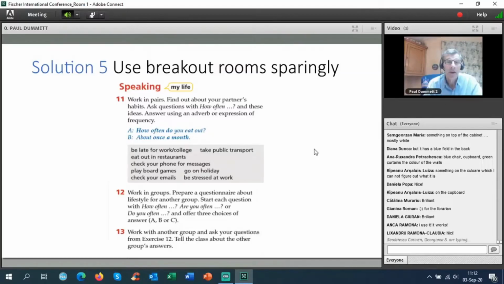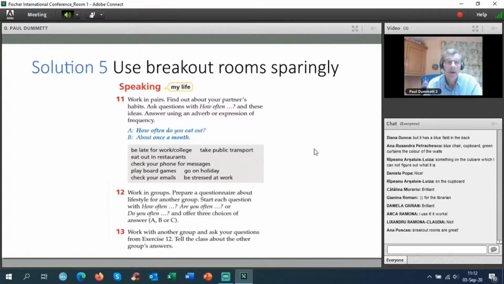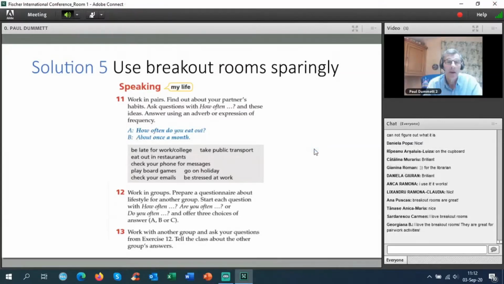Okay. The next activity says work in groups. Prepare a questionnaire about the lifestyle for another group. So you're going to make how often do you do things, but they're going to make some of their own questions within groups. And the third thing is then to work with another group and to ask their questions. So conduct the survey that they've just compiled.